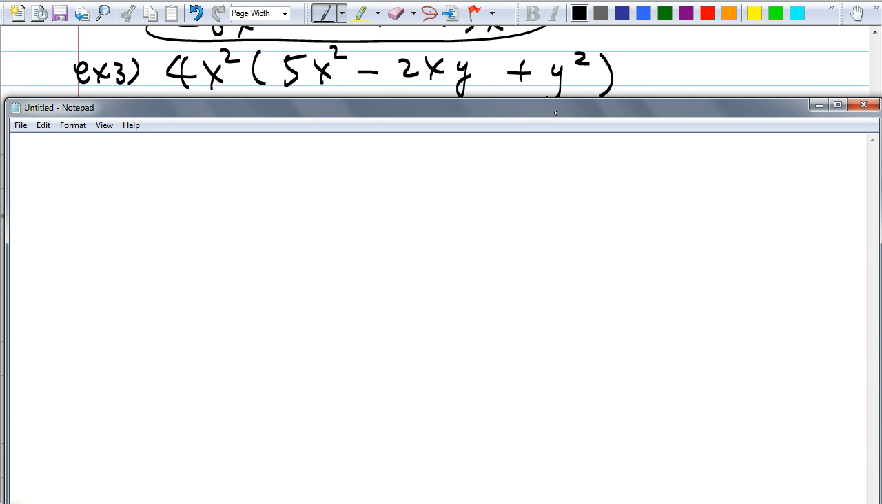Why don't you do this yourself? It says 4x squared times, in parentheses, 5x squared minus 2xy plus y squared. Do you think I want to see that work, where you change it to addition and then how you multiply? Don't do it in your head. Does that make sense? I'm telling you, that's when you make silly mistakes.